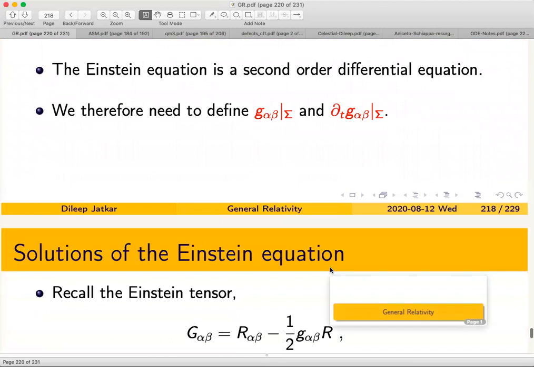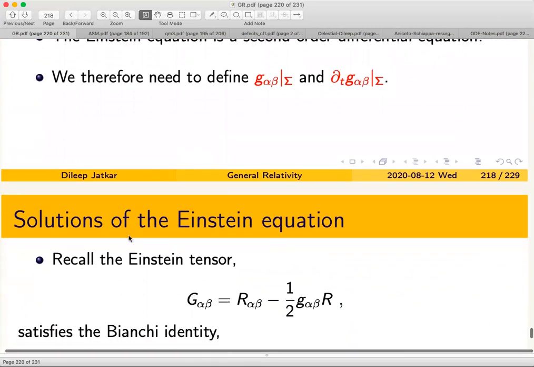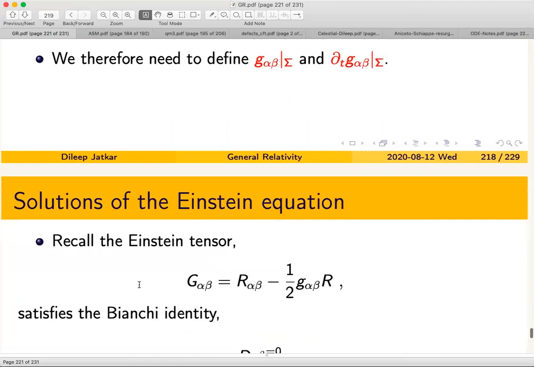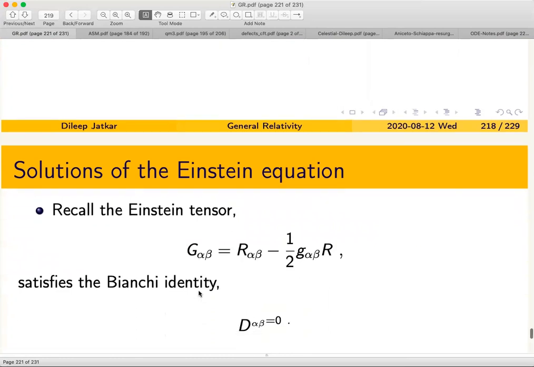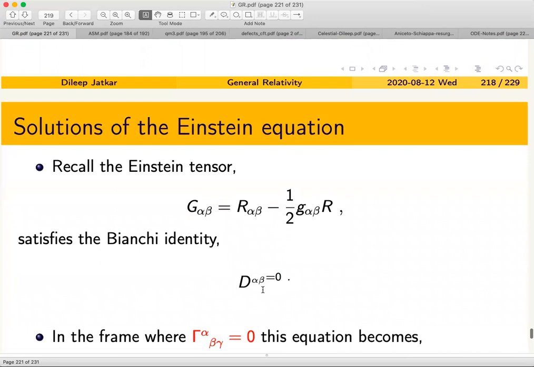Now, let us try to understand what it is that we are trying to do. Do we really need all that stuff as the initial data? So let's look at the Einstein tensor, which is R alpha beta minus half g alpha beta R, which we call capital G alpha beta. And we know that the Einstein tensor satisfies, oops, this is the reverse.